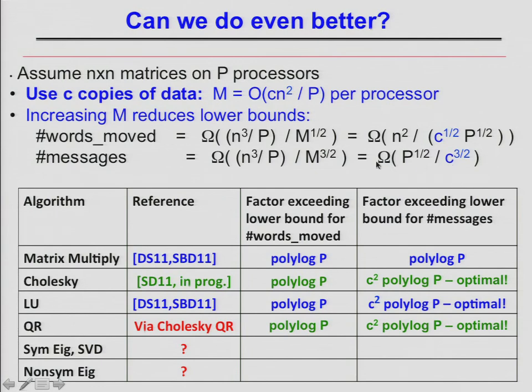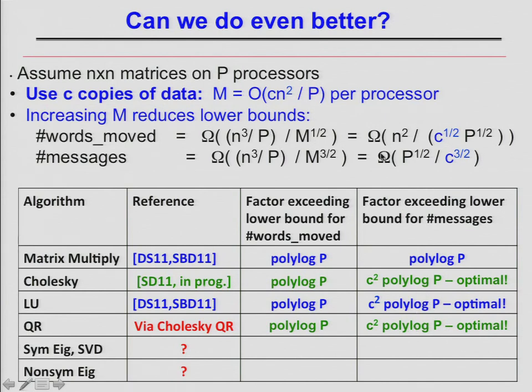For the number of messages for these algorithms, LU, QR, and Cholesky, the lower bound is p to the 1/2 times c to the 1/2. So if you use replication, you send more messages. You move fewer words, but you have to send more messages if you insist on having multiple copies of the data. That means the lower bound is not divided by c to the 3/2, it's c squared bigger, and we can hit that.